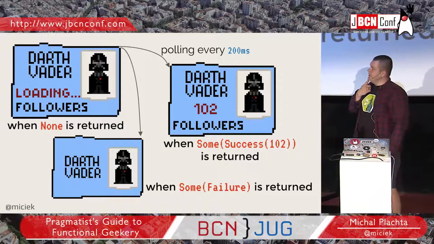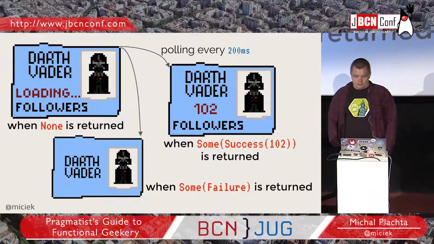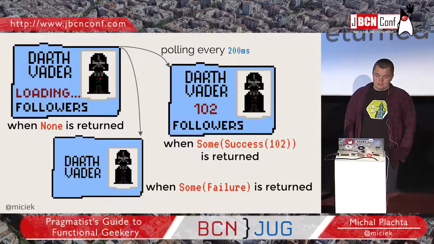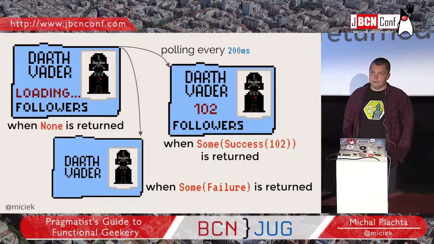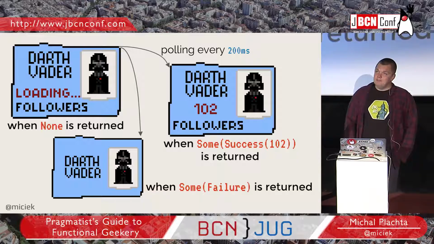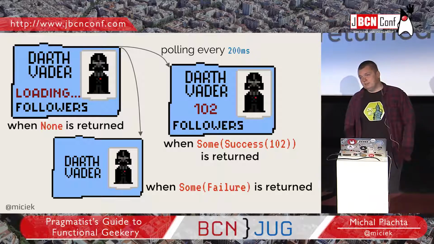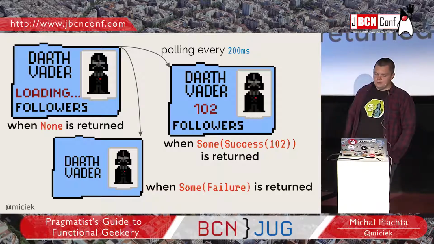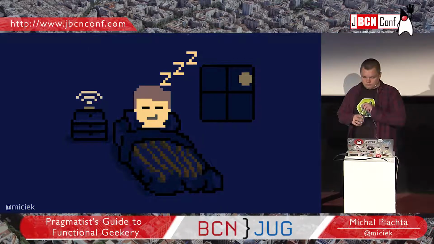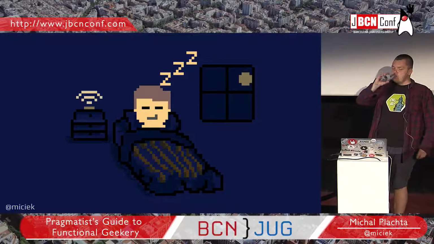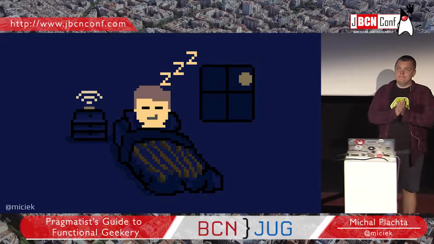So now we change the API, and we need to update our web application. And as you may have expected, when none is returned, we still get loading. When some of success of 102 is returned, we display 102 or any other integer. And when some failure is returned, for now we just update the user interface so that the user cannot see the failure. It, of course, needs to go through a UX department, but for now I think it is enough. Okay, so everything works fine.